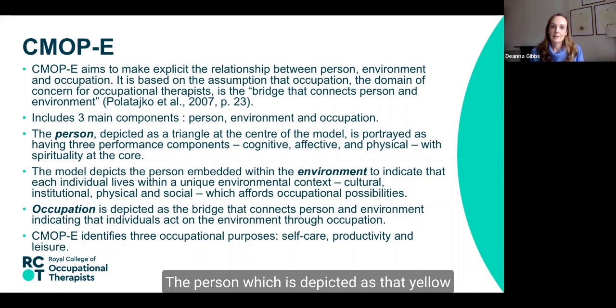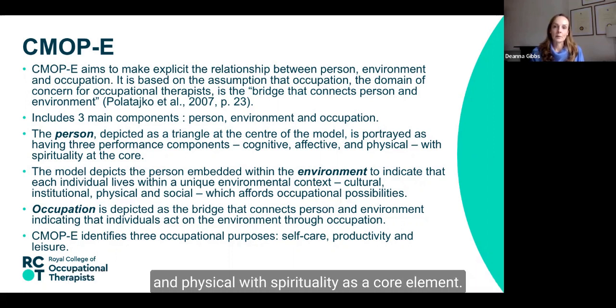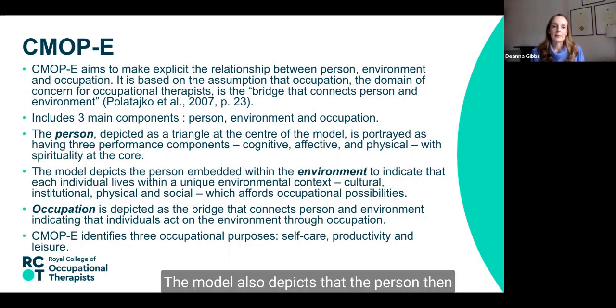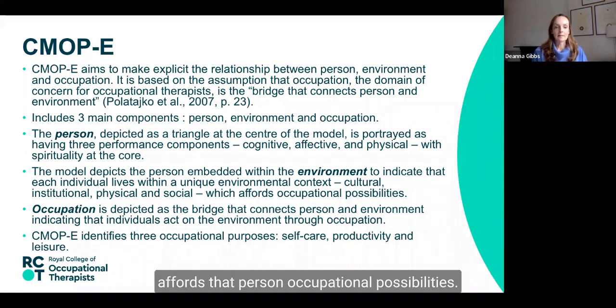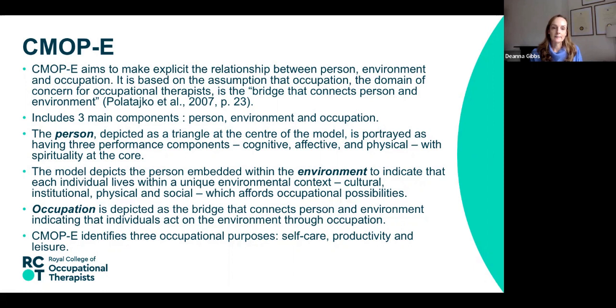The person, which is depicted as that yellow triangle at the centre of the model, is portrayed as having three performance components: cognitive, affective, and physical, with spirituality as a core element. The model also depicts that the person is embedded within the environment to indicate that everybody lives within a unique environmental context that has cultural, institutional, physical, and social elements, which affords that person occupational possibilities. And occupation is depicted as the bridge that connects the person with their environment, indicating that individuals act on their environment through their engagement in occupations.